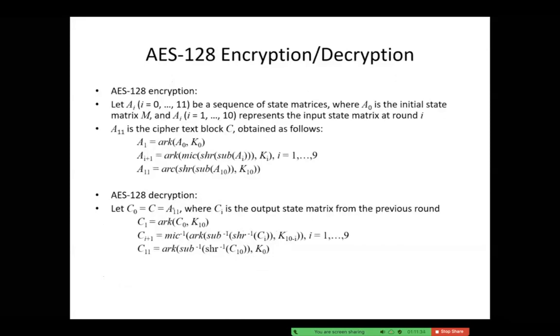So then the encryption and decryption is as follows. So this is just the encryption. Let me do some annotation a little bit. Okay, so this is the first subkey you use, and then you repeat the same sequence of operations for 9 rounds. So substitution bytes, shift rows, mix columns, and add round keys. And the last round, round 10, is different.